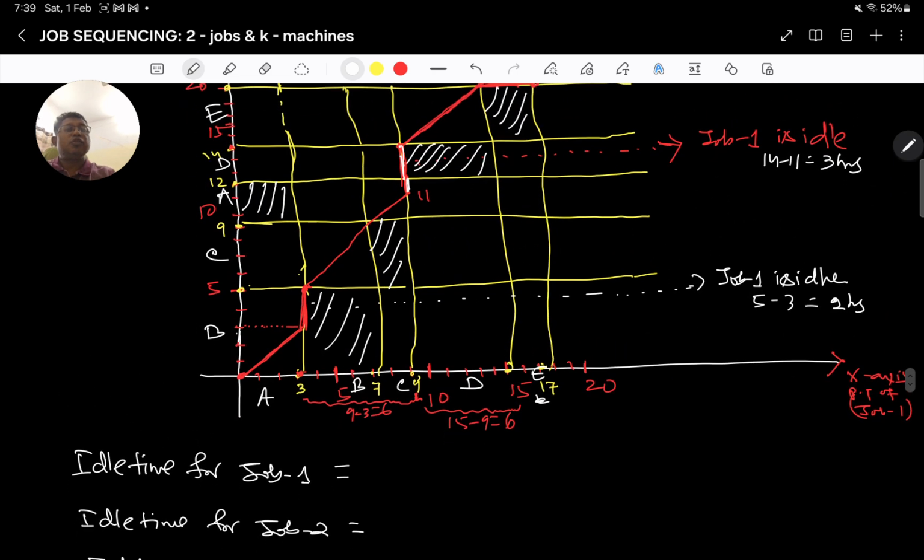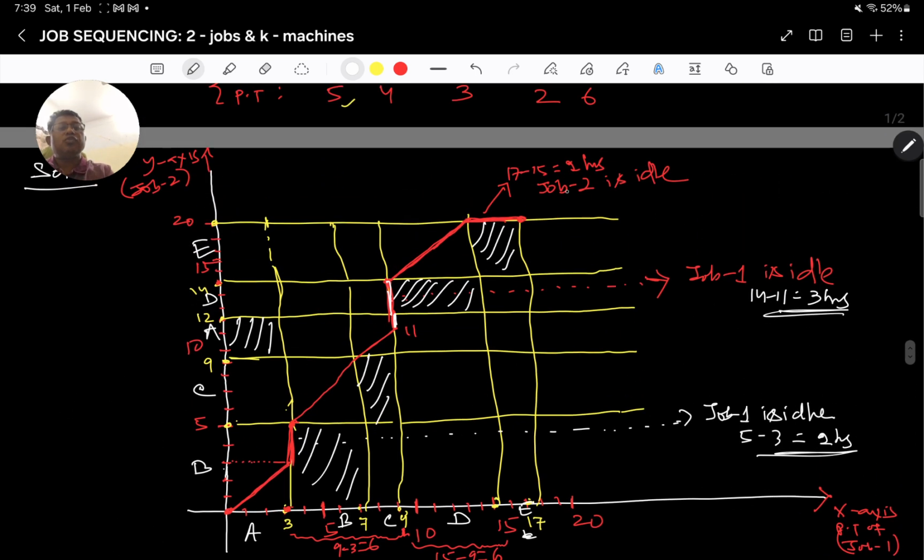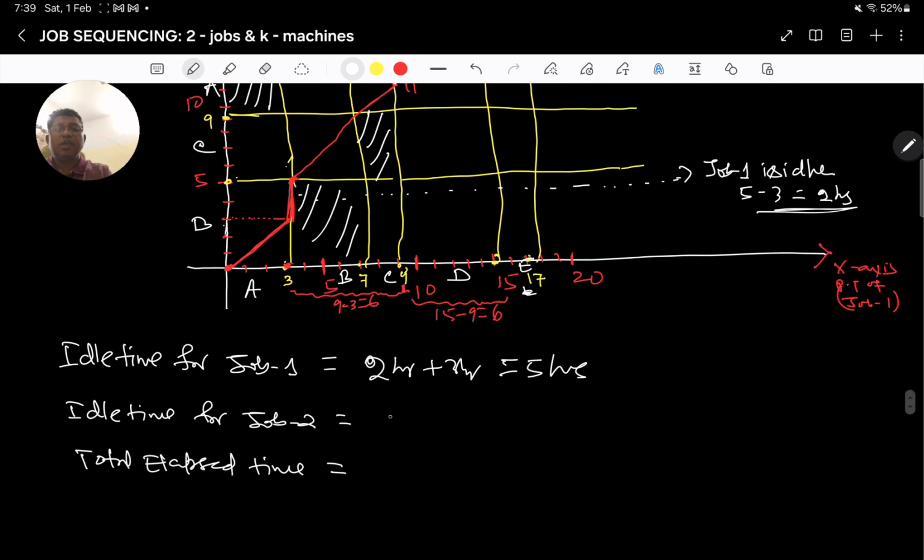Now coming to the idle time for job 1. So idle time for job 1 is 2 hours plus 3 hours, which is equal to 5 hours. And your idle time for job 2. So job 2 is idle because the horizontal movement here is 2 hours. Okay, it is for 2 hours.